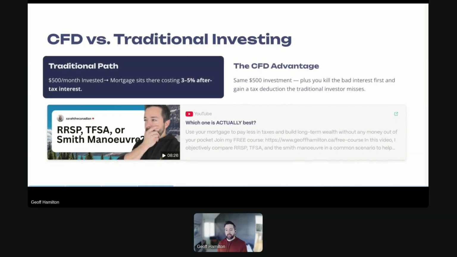So let's compare quickly cash flow damming, or cash flow diversion, sorry, versus traditional investing. In the traditional path, we're going to switch to $500 here. You take your $500 and invest it in your platform.